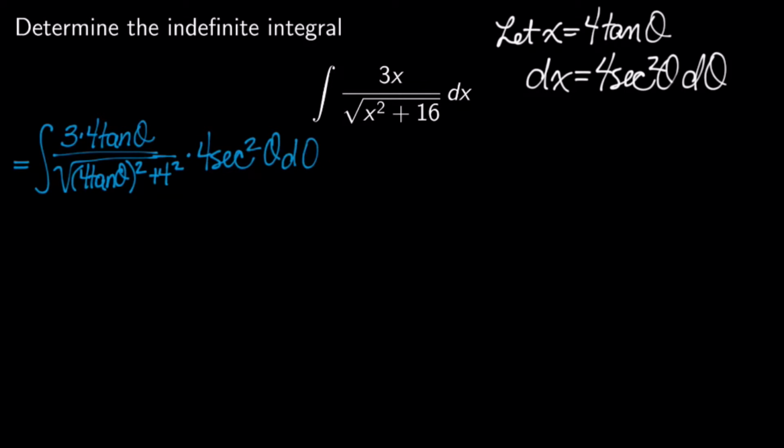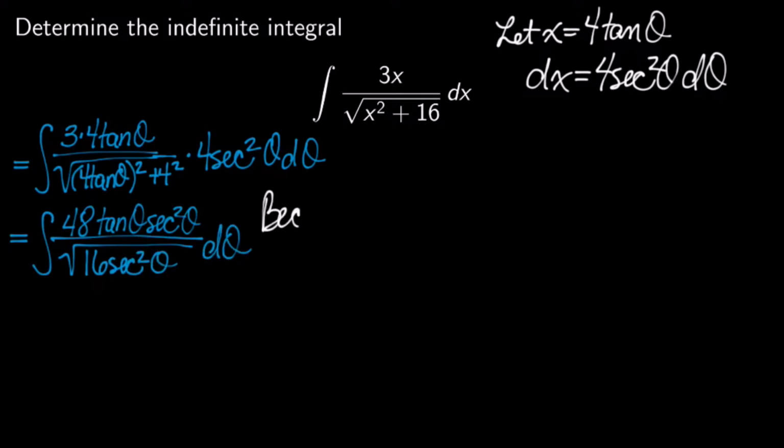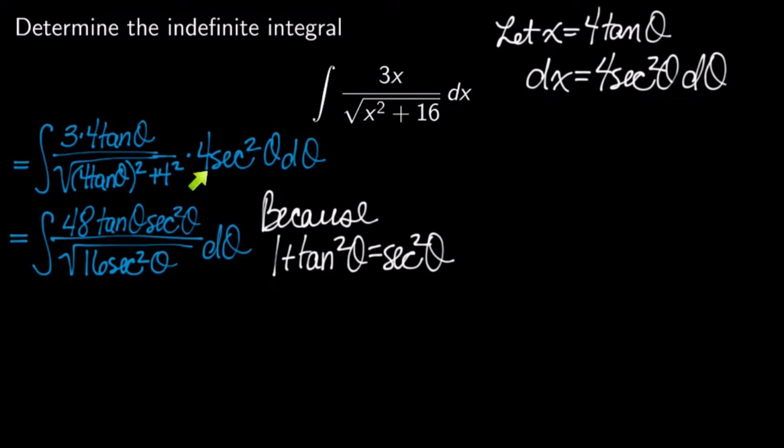And you make those substitutions. See how I substituted the x up top and on bottom, and that dx blows up into all of this stuff. And then I'm going to start simplifying. There's a couple of things that I'm doing here. First of all, there's 3 times 4 times another 4 that turns into 48. And I have a tan theta and a secant squared theta up top. And on bottom, here's what happens.